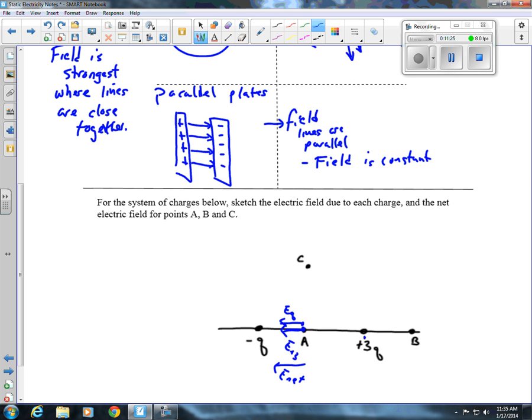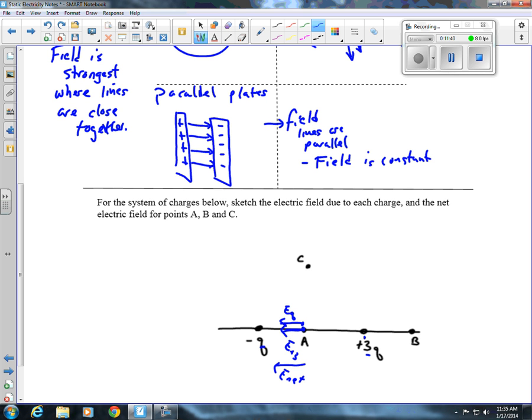All right? Now, another way to look at it is this. Electric fields point away from positives, so if I'm at A, I'm going to point away from this positive over here. They point toward negative, so if I'm at A, it's going to point toward this one. So they're both pointing left.